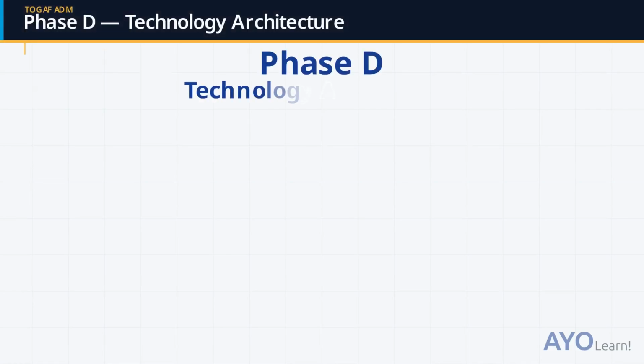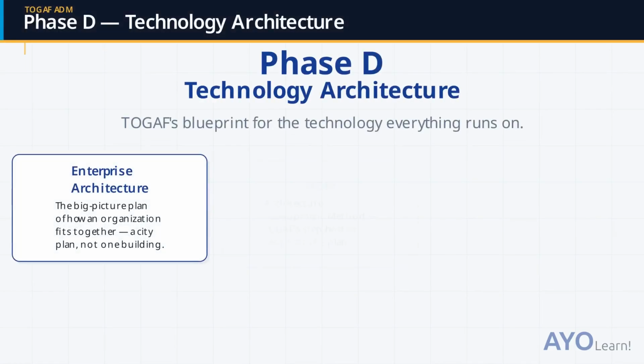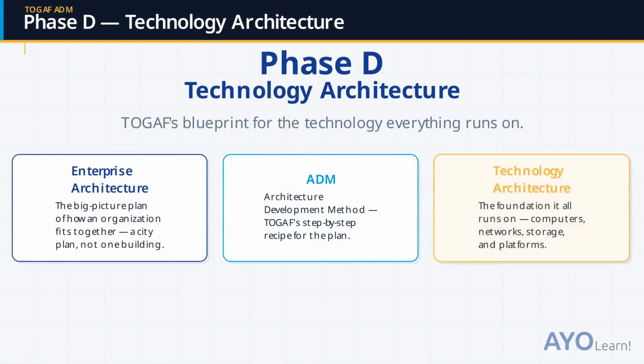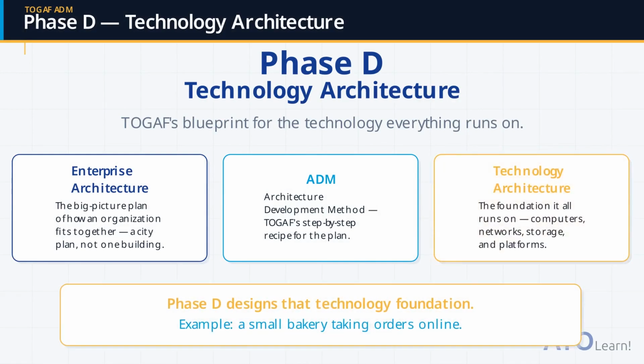Phase D, technology architecture, the foundation everything runs on: computers, networks, storage, platforms. Enterprise architecture plans how a whole organization fits together. The ADM is TOGAF's recipe for building it. Our example: a small bakery taking orders online.